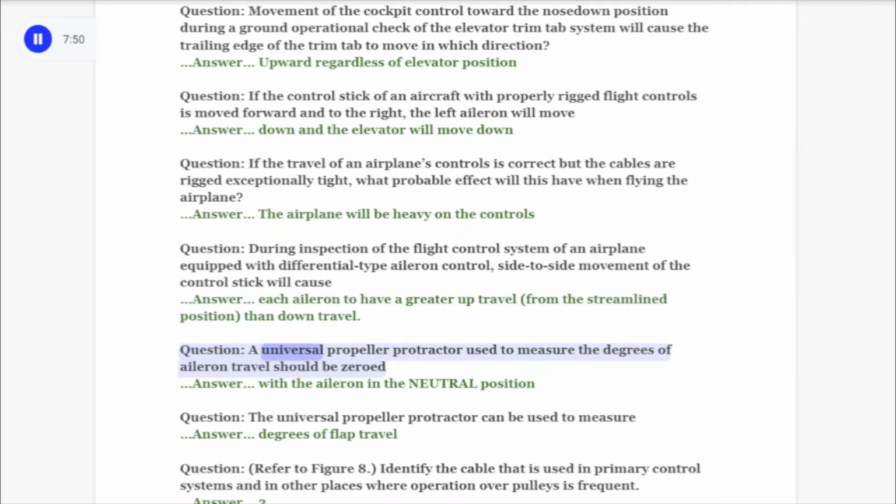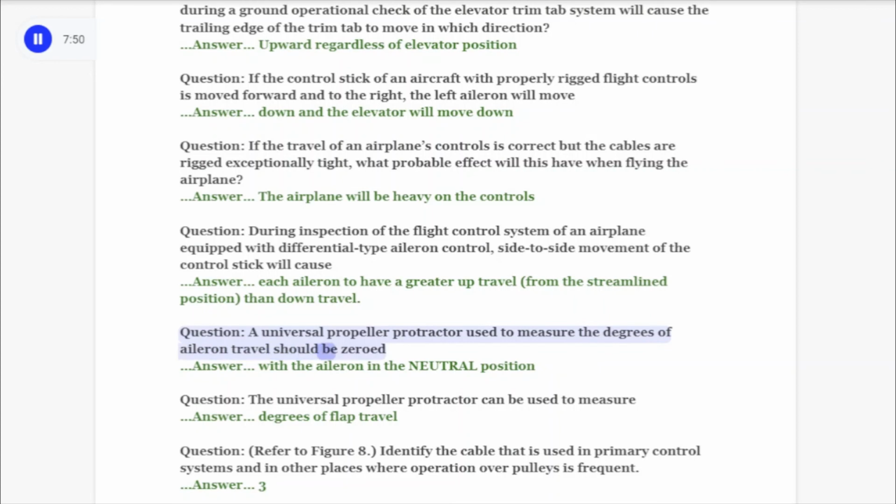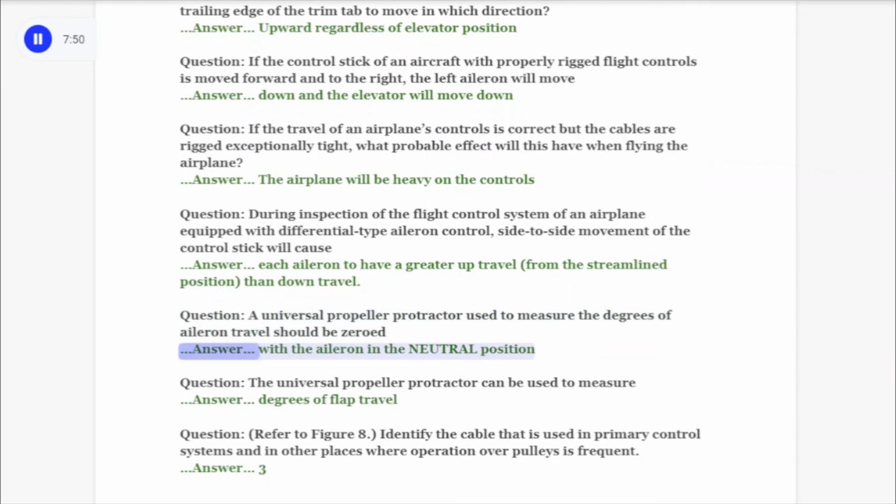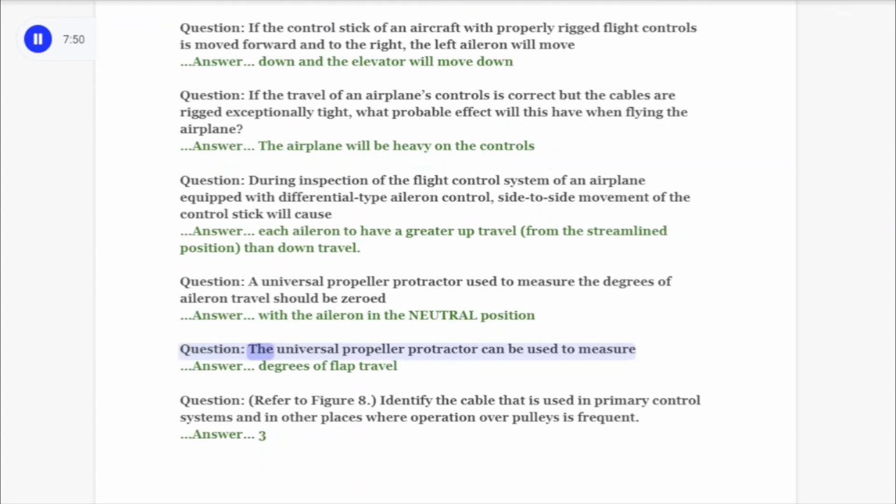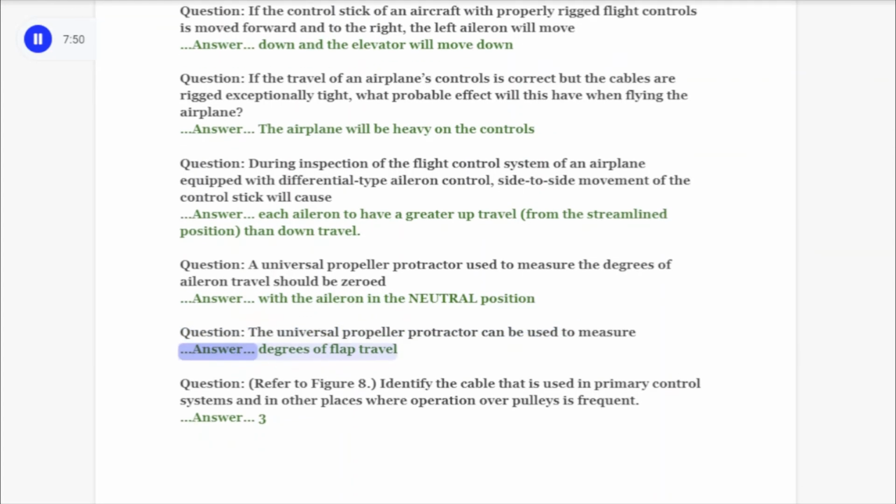Question: a universal propeller protractor used to measure the degrees of aileron travel should be zeroed. Answer: with the aileron in the neutral position. Question: the universal propeller protractor can be used to measure. Answer: degrees of flap travel.